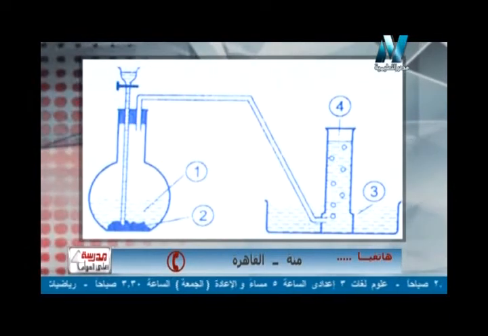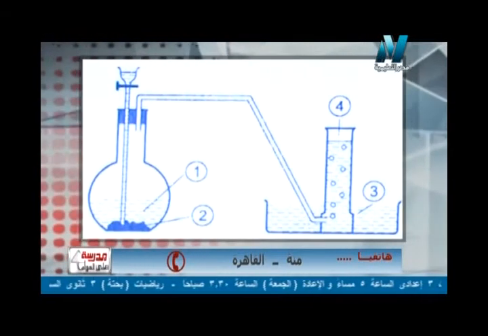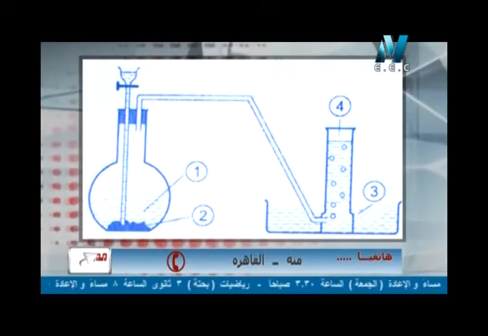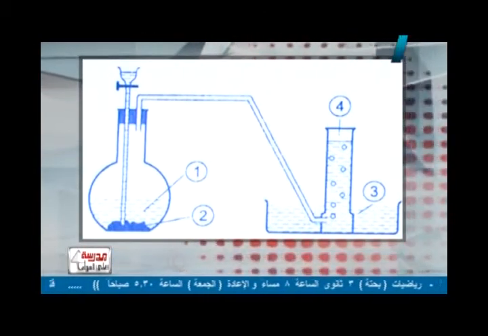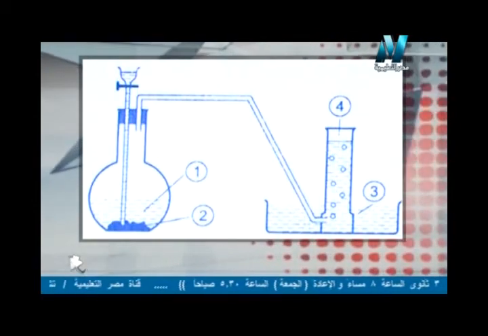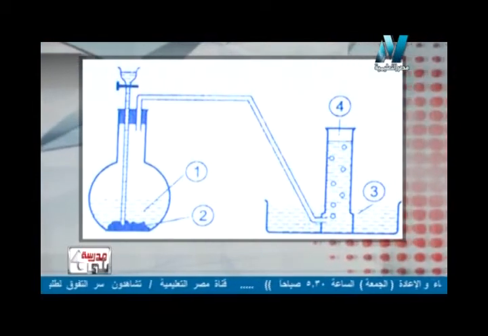Another question says label the following diagram. Let us go back to the same question. Look here. We have the preparation of a very important gas which we have studied this semester. The preparation of what? Of oxygen gas.